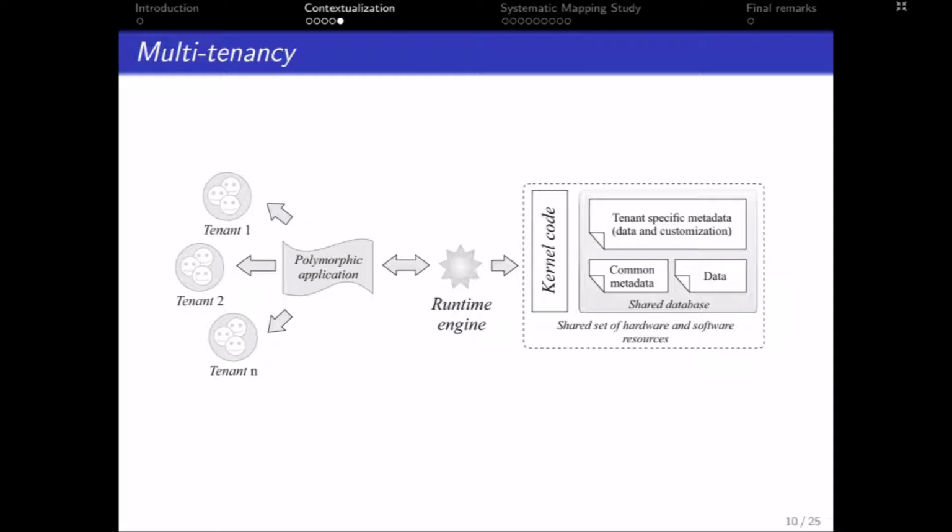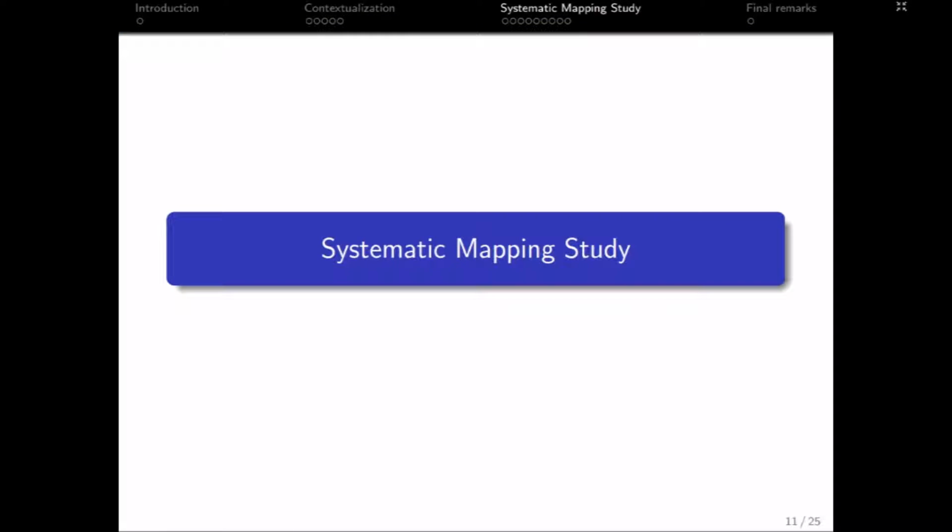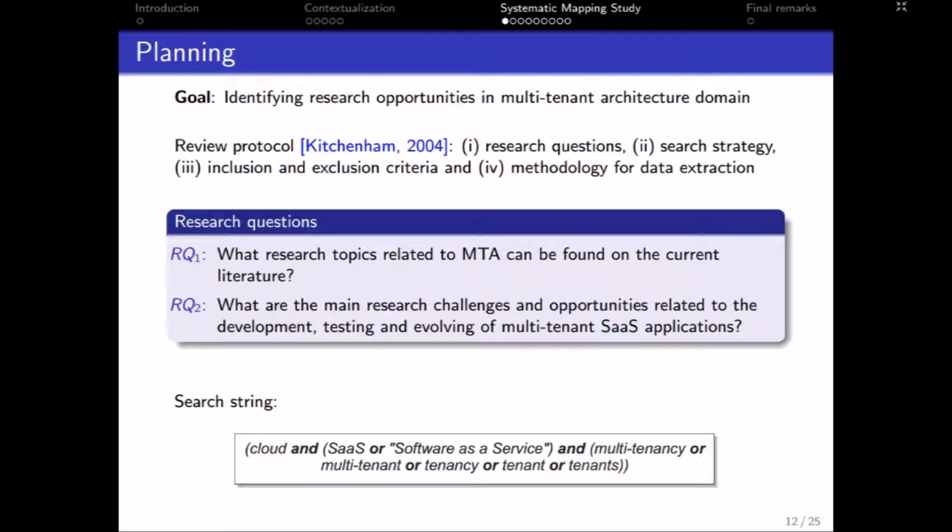This application is executed on a shared pool of hardware and software resources. Taking into account the context of a multi-tenant architecture of SaaS systems and the need to investigate the opportunities in this domain, we performed a systematic mapping study. This study was conducted considering three main phases: planning, conducting, and reporting, following the Kitchenham guidelines.